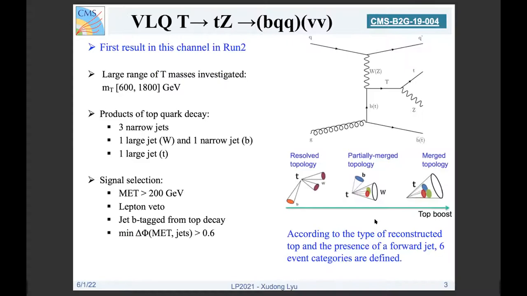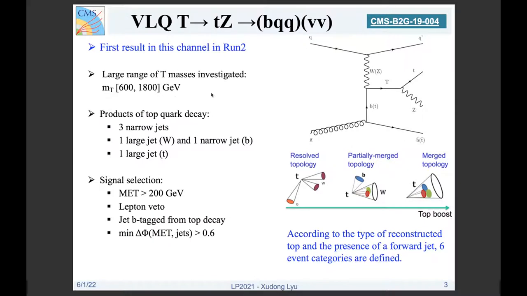Let's go to the first analysis. It's a single production of a vector-like T quark decaying to a Z boson and a top quark. This analysis considers final states where the top quark decays hadronically and the Z boson decays to neutrinos. It's the first search in this channel in Run 2. The mass range for the T mass is from 600 to 1800 GeV.